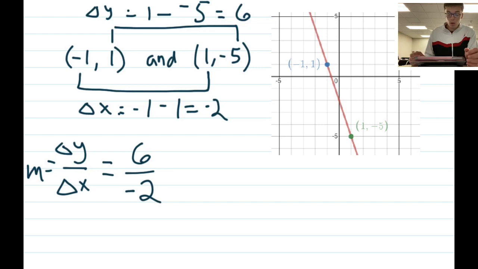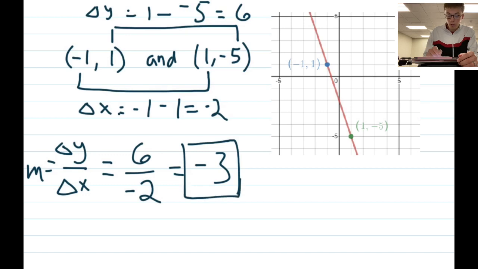6 over negative 2. Now that reduces. Okay? A positive divided by a negative is a negative. Okay? 6 divided by 2 is 3. So our slope is negative 3 for this one. And if you check using your slope triangle, you would get the same thing on this graph.